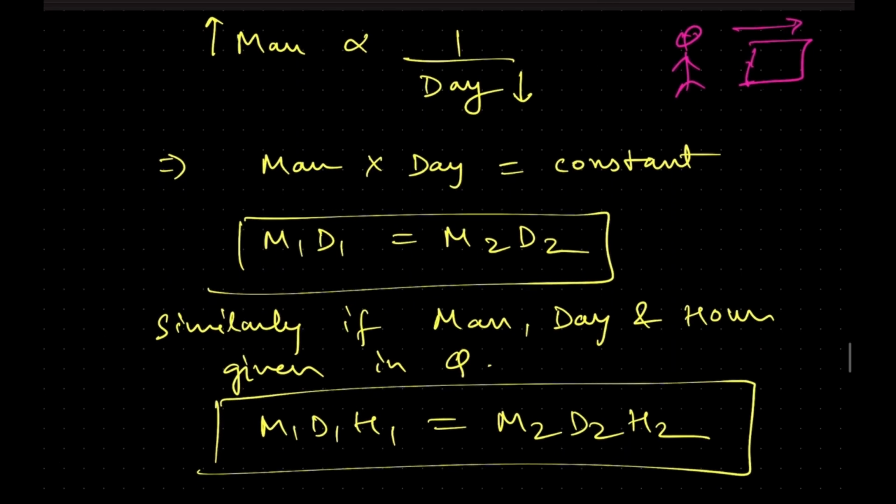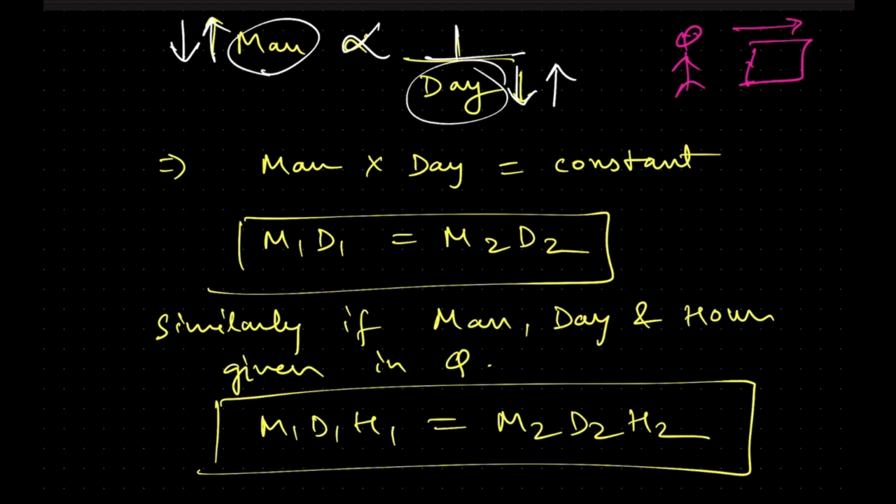So in man day work problems, we know that when we increase the number of men, the number of days to do the work will decrease, and if we decrease the number of men, the time taken or the number of days to do the work will increase. So we can say that man is inversely proportional to day. If we remove the proportionality, a constant will come. So man into day will be a constant.